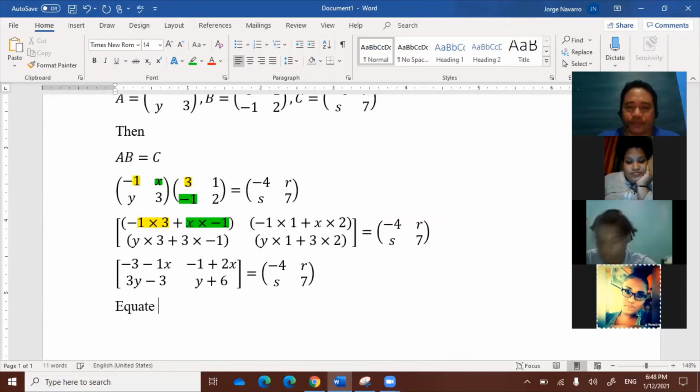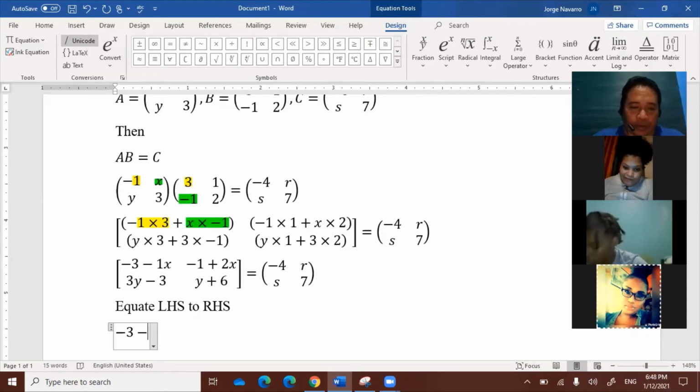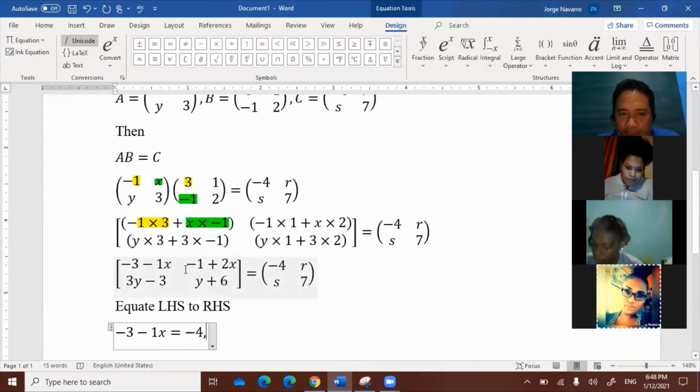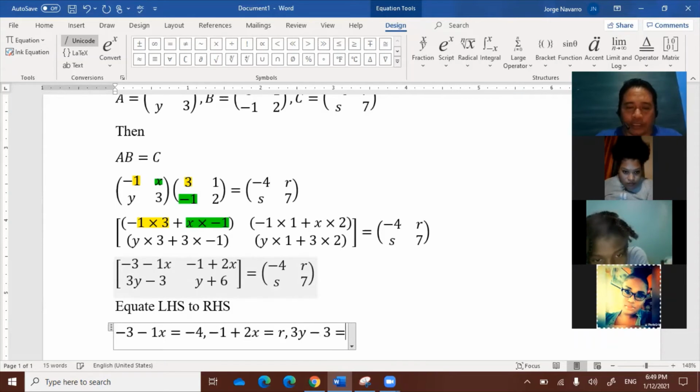So we will equate the left hand side to the right hand side. We're trying to calculate this out now. Let's put out the 4 things. The first one is -3 minus 1x is equal to -4. Then we have the second element, which is -1 plus 2x equals R. Then the third part says 3y minus 3 equals S. And the final part, we have y plus 6 equals 7.